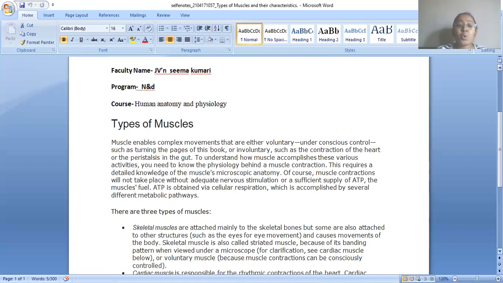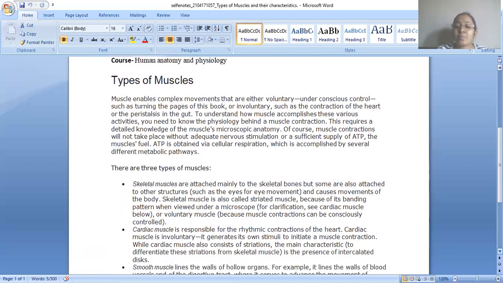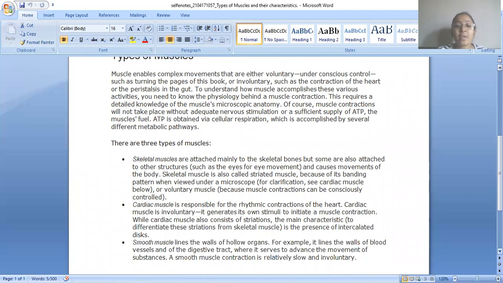Altogether, structurally or functionally, besides the control point of view of voluntary and involuntary, muscles are of three types. What are the three types of muscle we have? Skeletal muscle, cardiac muscle and smooth muscle. All these three muscles have specific characteristics and specific functions. First of all we will go through the skeletal muscles.